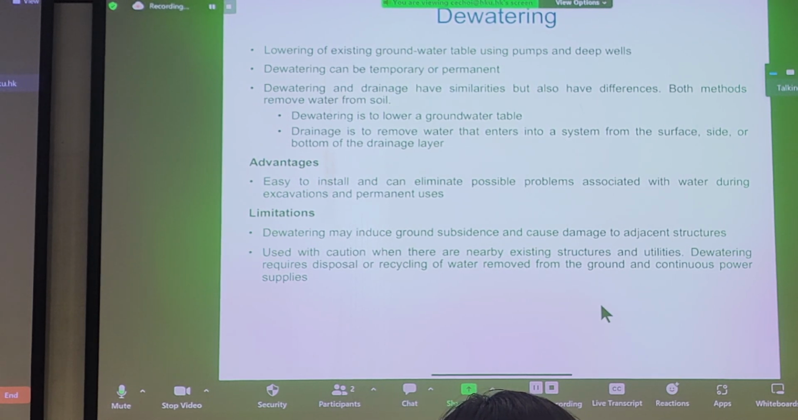And dewatering wells wear down with time. So don't expect a dewatering well to have the same output, because it can get clogged and fine as well for pumps. So these are perhaps the advantages and limitations of dewatering.